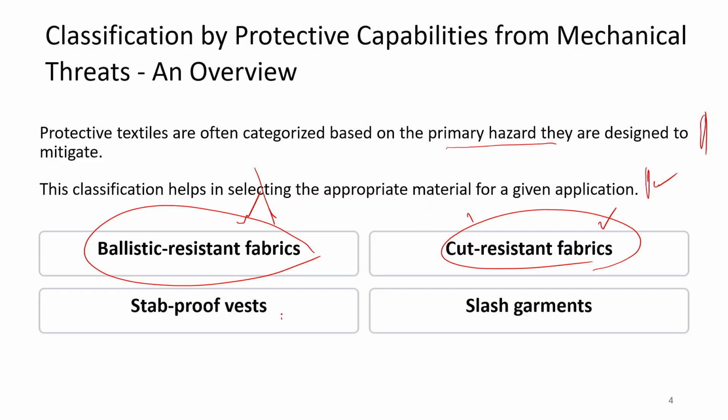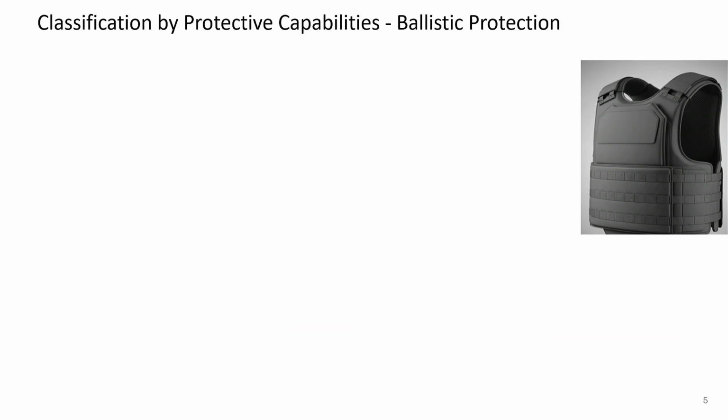Similarly, we use a stab proof vest where we expect a threat from a stab, or a slash proof garment, slash resistant garment, where we are expecting any threat from a slash. So, depending on our threat, we classify our protective textiles from mechanical threats. First, let us try to see the protective textiles for ballistic protection.